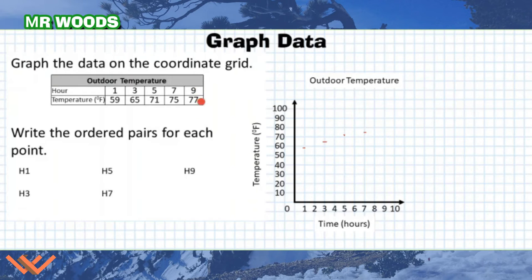And then hour 9 is 77 degrees. So we come over here to hour 9 and go up 10, 20, 30, 40, 50, 60, 70. And 77 is going to be in between halfway and 80 degrees. So we have all our data outlined here. Let's make it a little more clear. I just want to draw a line in between these marks. I'm going to do the best I can to keep it kind of straight here. There we go.